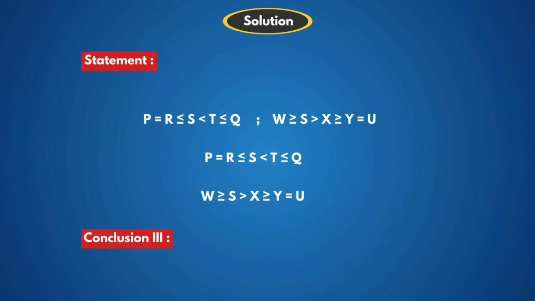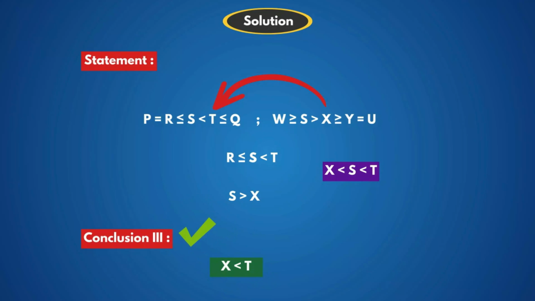Conclusion 3. X less than T. Here in the statements, we don't have a direct relation between X and T. But we can combine these two statements. Here, we have a relation from X to S and S to T, so we will get a relation from X to T. In this statement, S greater than X. So here, R less than or equal to S less than T. But in the conclusion, they are asking the relation X to T. So we can write this X less than S less than T. So conclusion 3 is true.